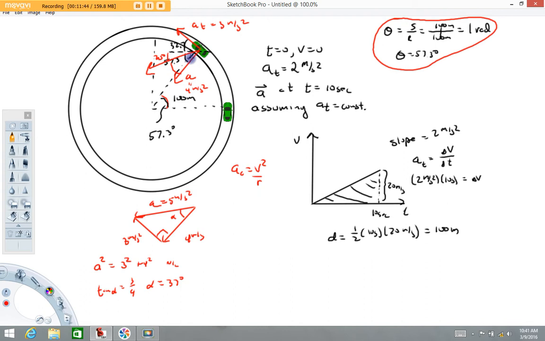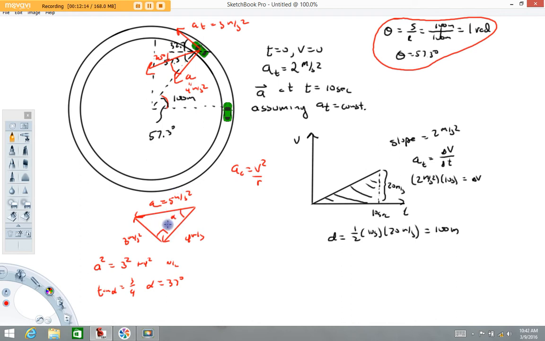Next is to add the vectors, right? The tangential, which is 3, to the centripetal, which came out to be 4. But you have to add them tip to tail. That's what this picture is about. So I drew the centripetal first at 4 meters per second squared. Then the tangential, right? And these are tip to tail, 3 meters per second squared. Pythagorean theorem gave me the 5 meters per second squared for the magnitude of the net acceleration vector.